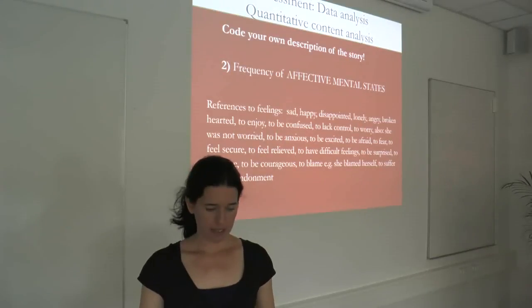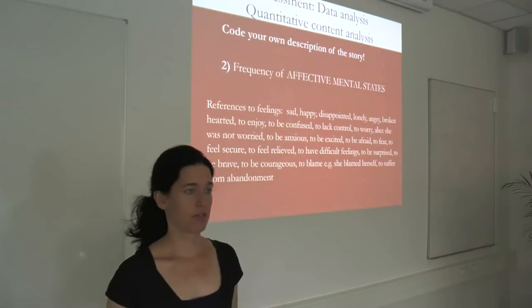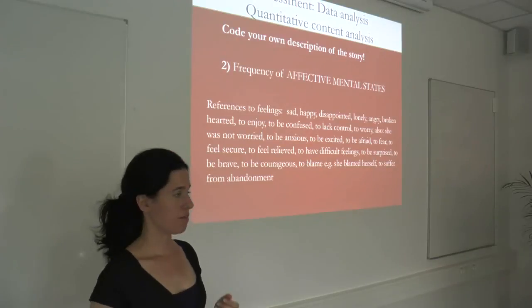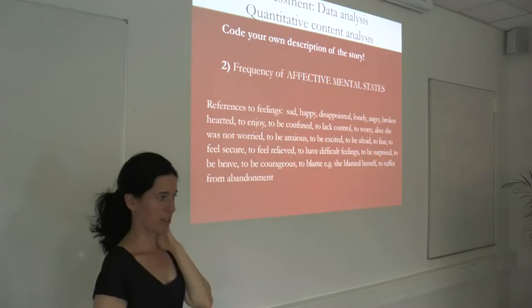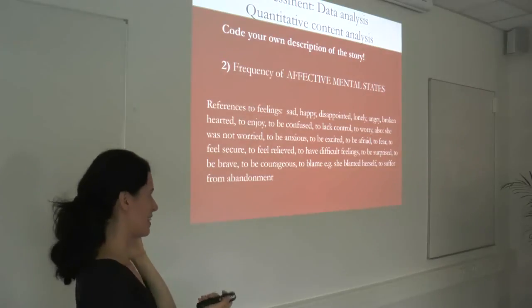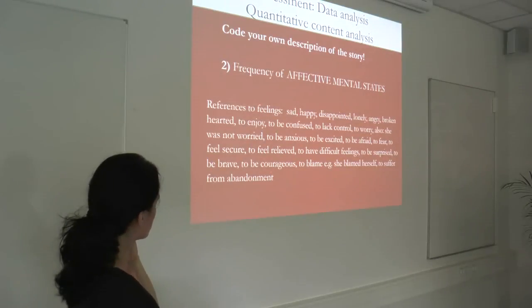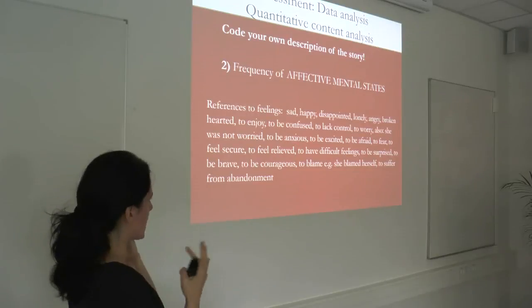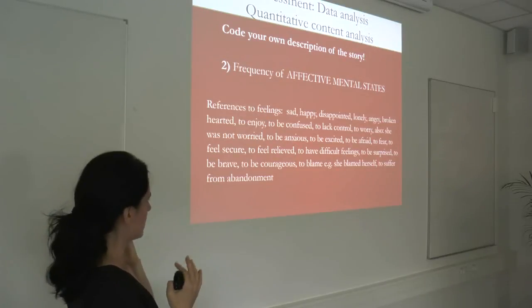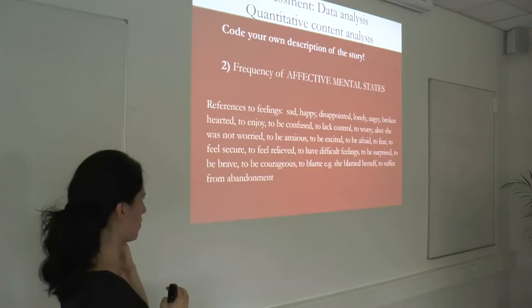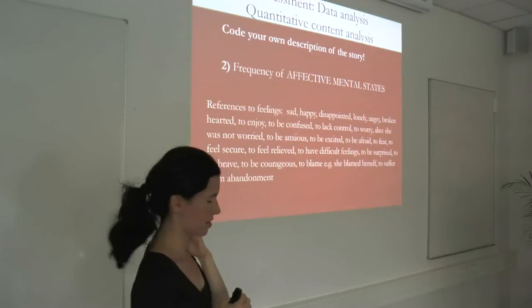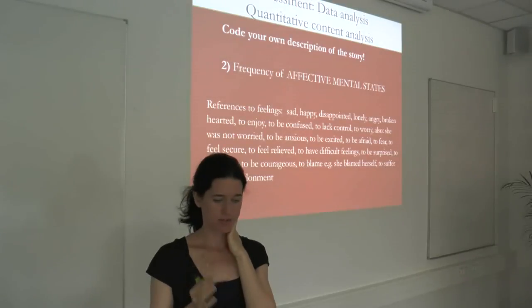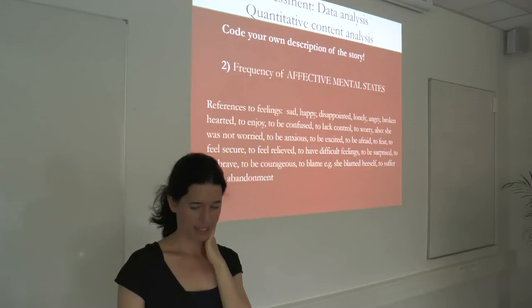Our affective mental state was any kind of reference to feelings. You would be surprised how difficult it is to define what a feeling is when we try to negotiate it with our students. But from sad, happy, disappointed, excited, afraid, have difficult feelings, anxious, worried, she's blaming herself, to suffer, and so on. So this was our affective mental state category.